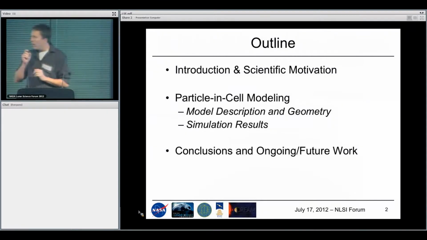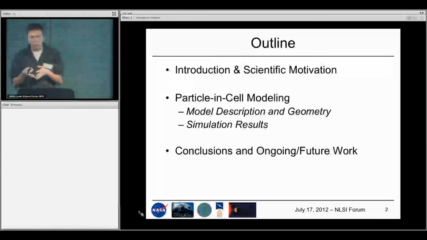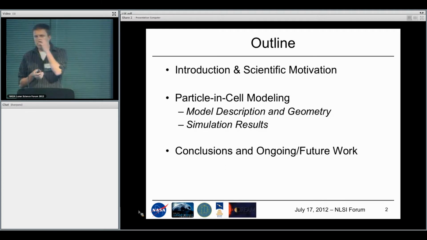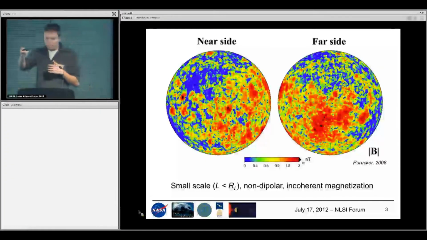Okay. A little bit of introduction and scientific motivation. Why is it that we're focusing in on magnetic anomalies? Talk about the model itself. What is it we're trying to pick out? What small piece of physics? What are the limitations? Talk about the results. And also the conclusions and lots of ongoing and future work.